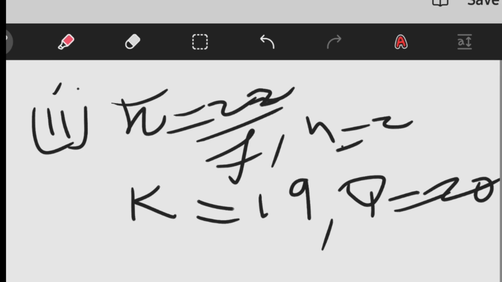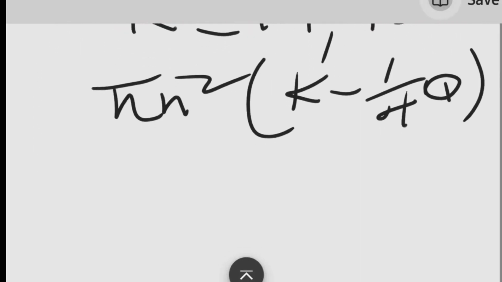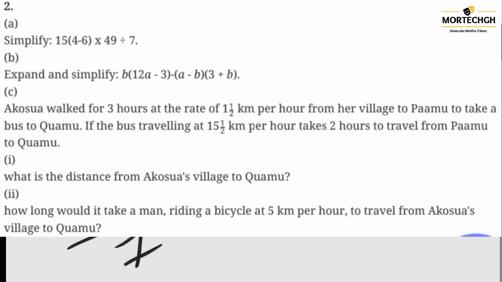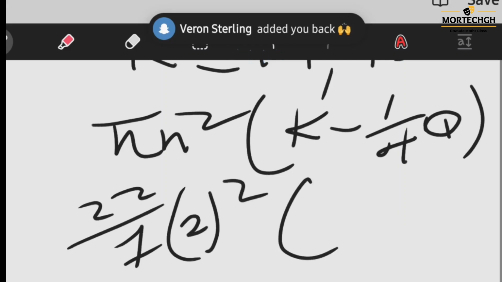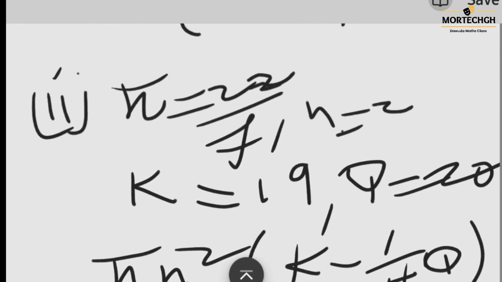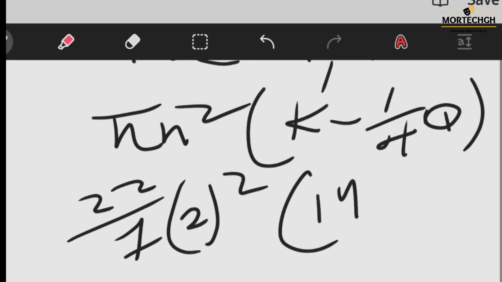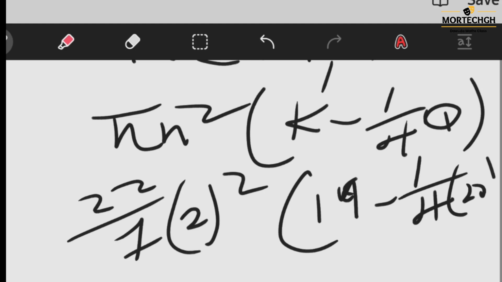So you just substitute the values inside that particular expression, which is pi n square. Pi is equal to 22 over 7, and n is equal to 2, so 2 square. Bracket open, k is equal to 19, 19 minus 1 over 4, q is equal to 20.